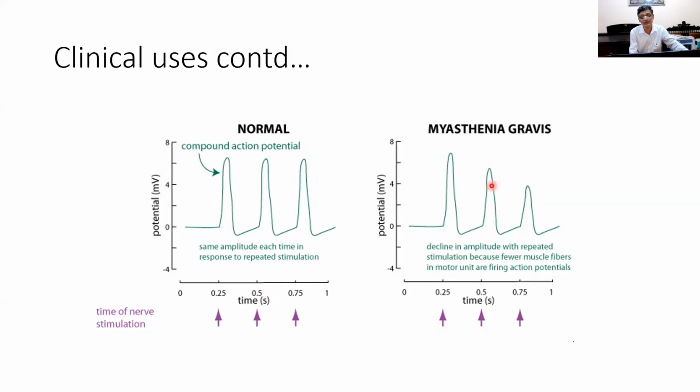That is why I said you have to look at the amplitude also in making the diagnosis with repeated stimulation, because fewer muscle fibers in the motor unit are firing action potentials with repeated stimuli. That is why patients will feel fatigue, easy fatigability. By the afternoon, they cannot even open their eyes, and they are weak, and that is myasthenia gravis. So electrophysiologically, you can get supporting evidence to diagnose myasthenia gravis other than the edrophonium test.